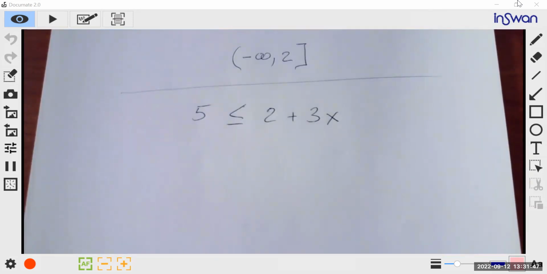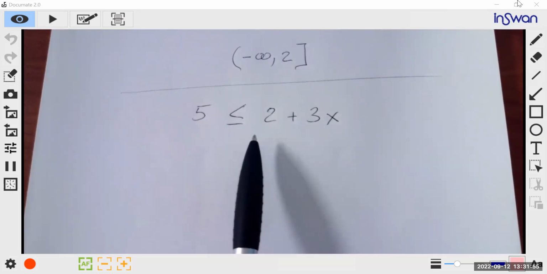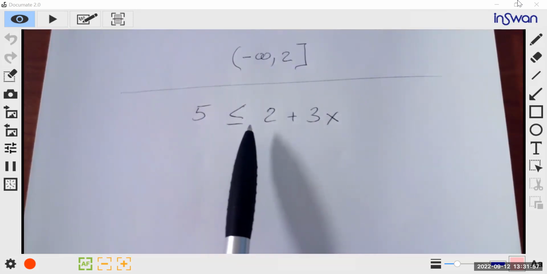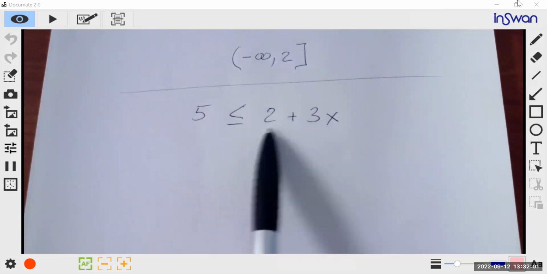Same thing here. Give me the other notations that are missing. 5, how would you read this? Less than. Now, remember, it always points to the small, so 5 is less than or equal to 2 plus 3x.